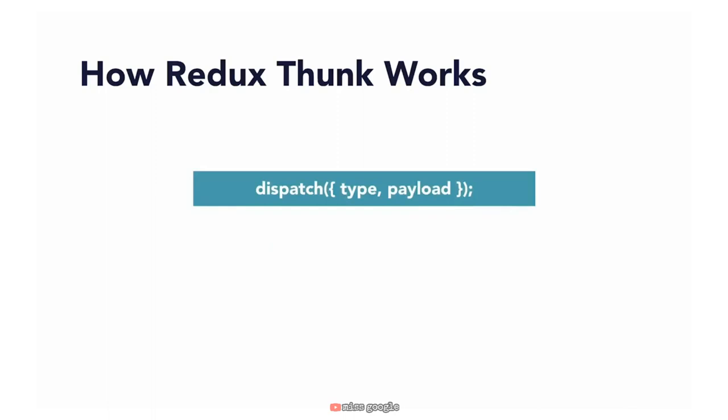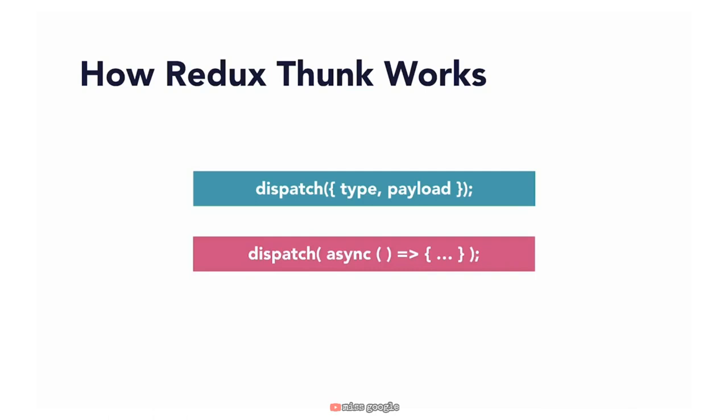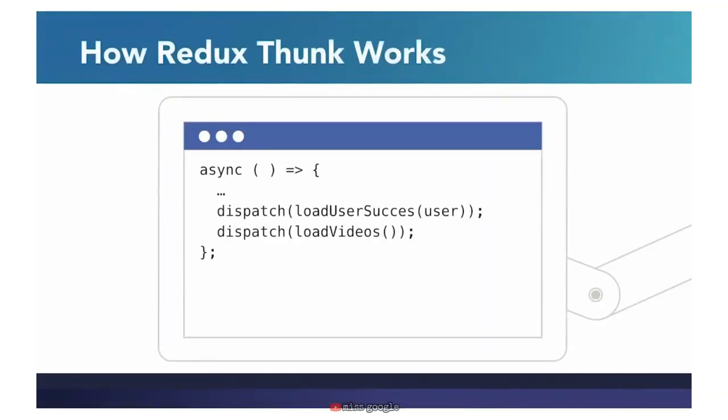So what a thunk is, is when instead of dispatching a Redux action, which is again just a JavaScript object, we pass a function to dispatch, and this function is where we put whatever async operations we want to perform, such as loading data. And we can also dispatch other actions or even other thunks from inside this function. We'll see just how to do this in a later video.